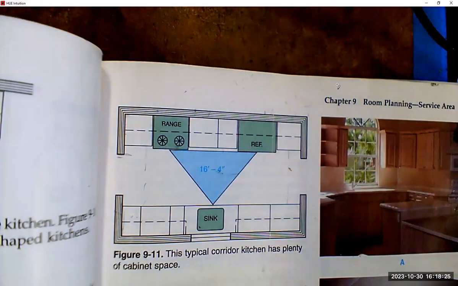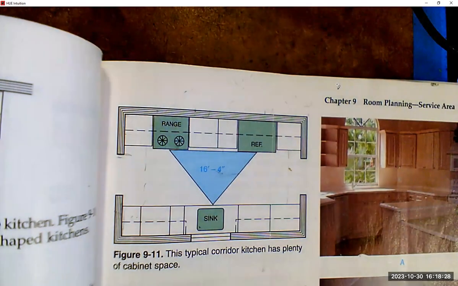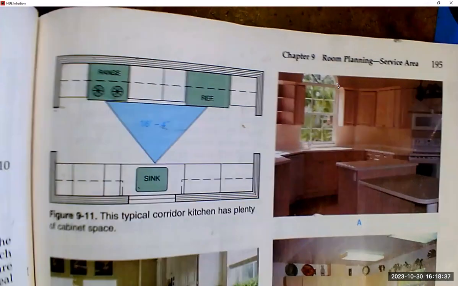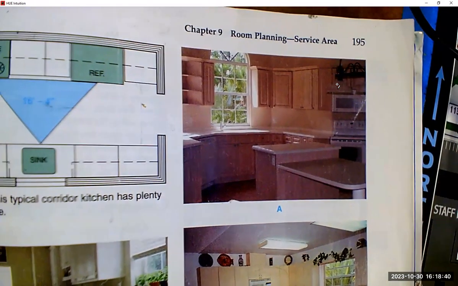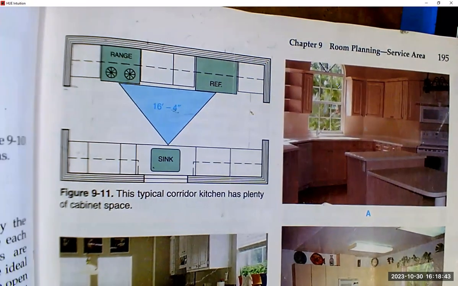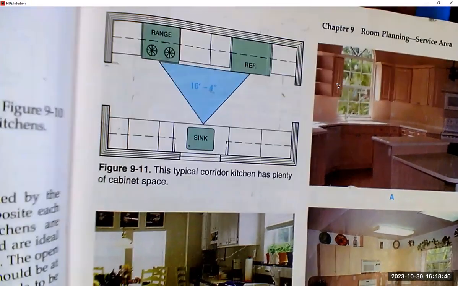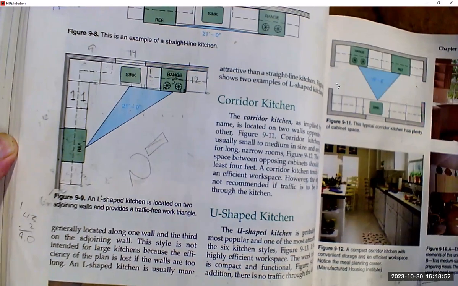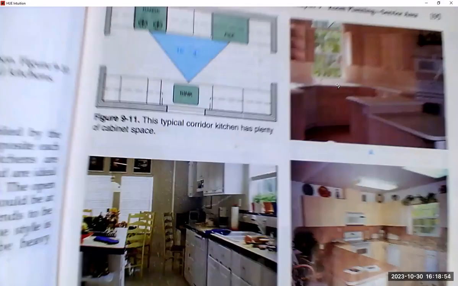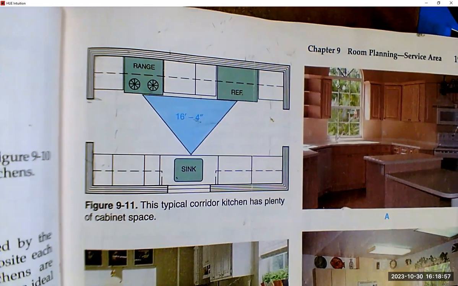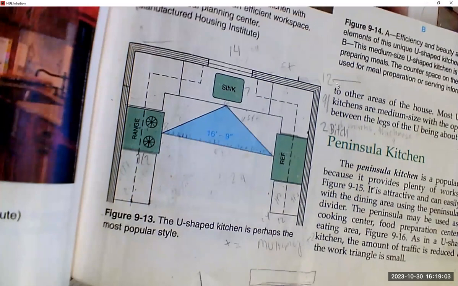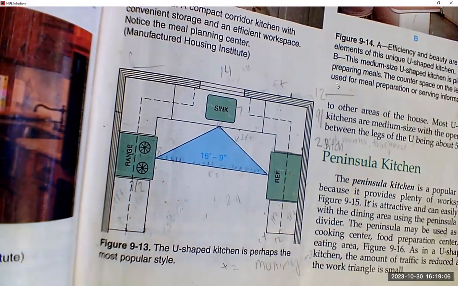All right, so we are going to be sketching a kitchen drawing. And I'm giving you the option of some kitchens that you can sketch. So I'm in the textbook, on page 194 and 195. You have the option of sketching the L shape on page 194, the corridor shape on page 195, or the U shape on page 195. So those are your three options.